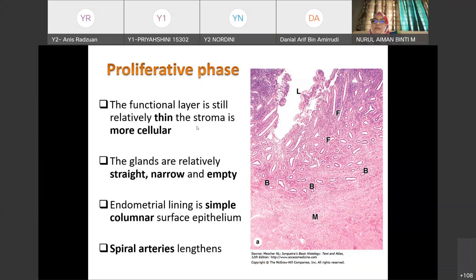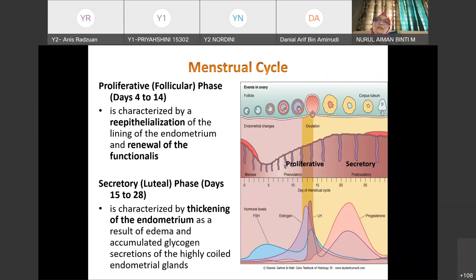Okay, the functional layer is still relatively thin. The proliferative phase is just after menses. Okay, day one. This day one usually starts with the first day. You call it day one of menses. What do we call this? Menstrual cycle. Okay, menstrual cycle. Usually we start with day one of menses.